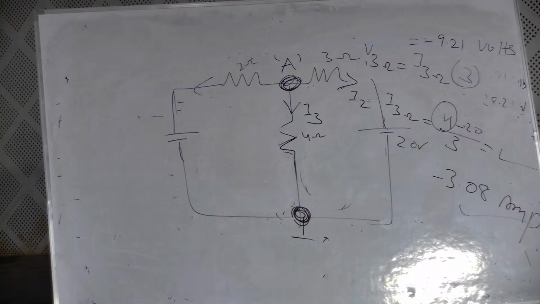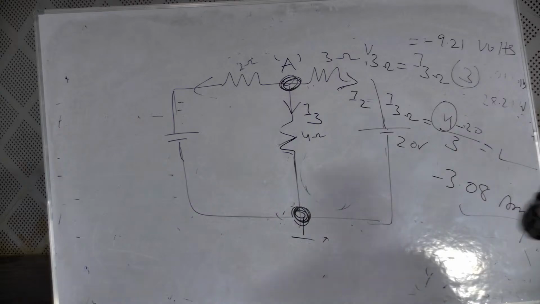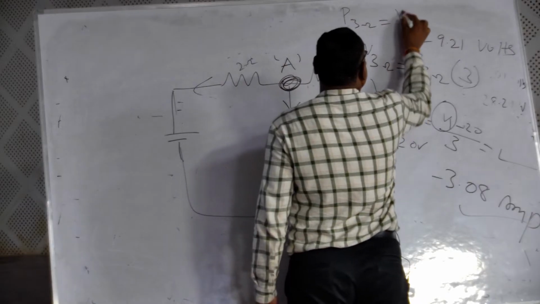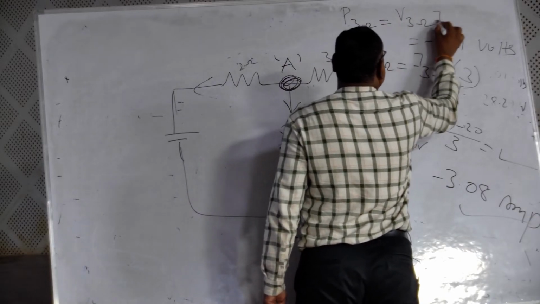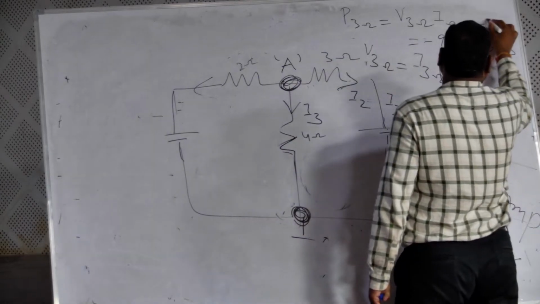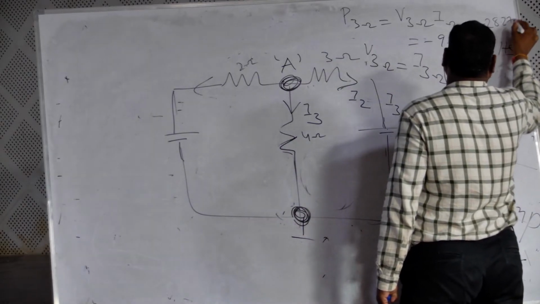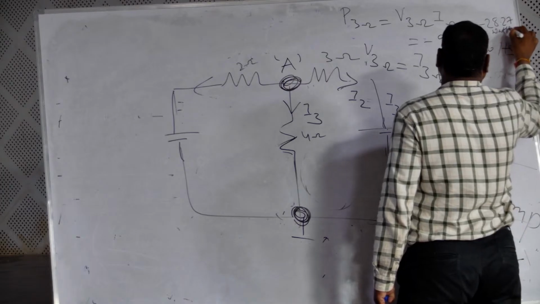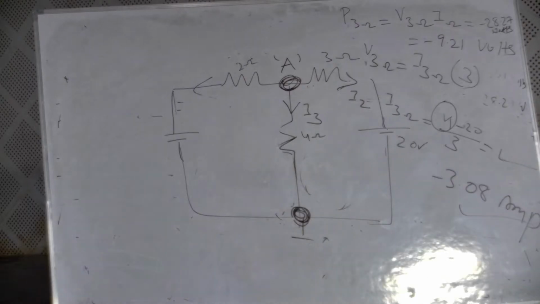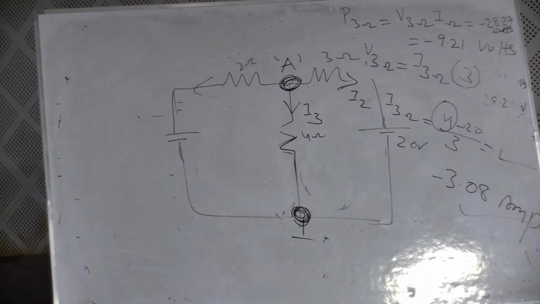Next, power taken, P3 ohms. P3 ohms is equal to voltage into current. We got the answer, minus 28.27 watts. So that 3 ohms is completed: current, voltage, power.